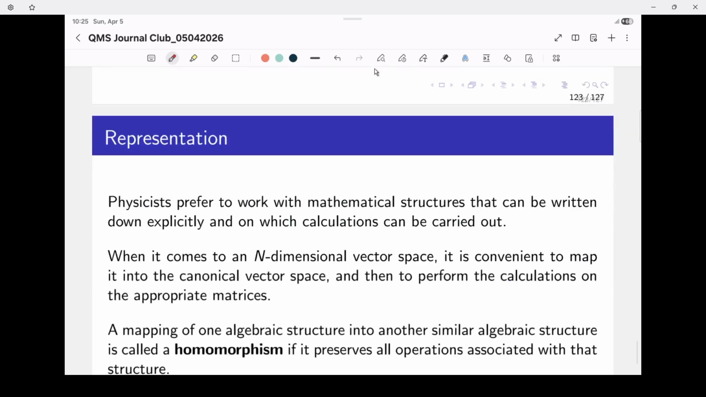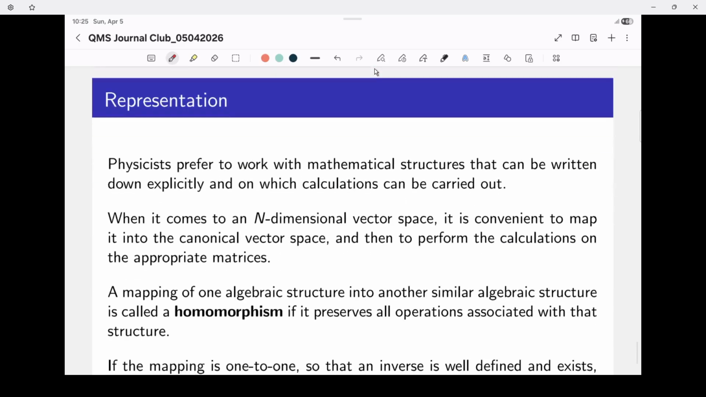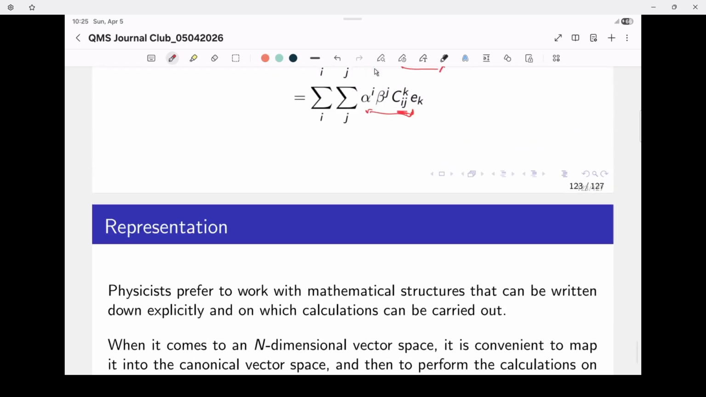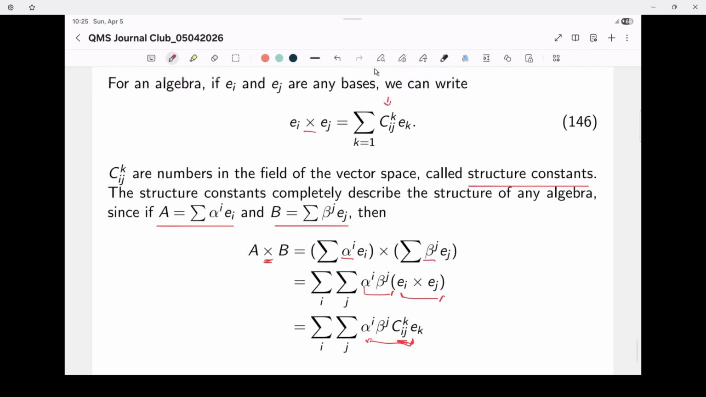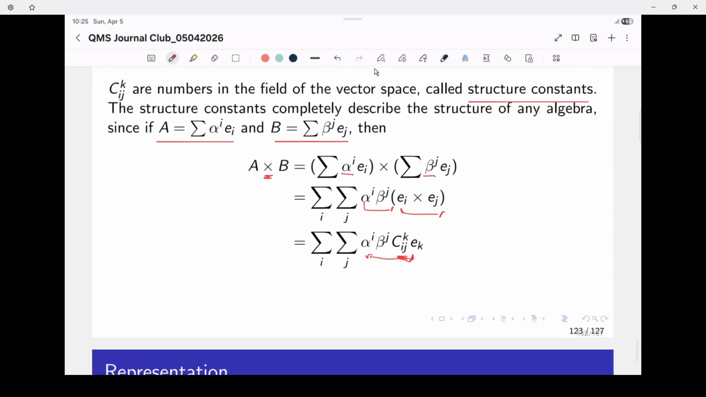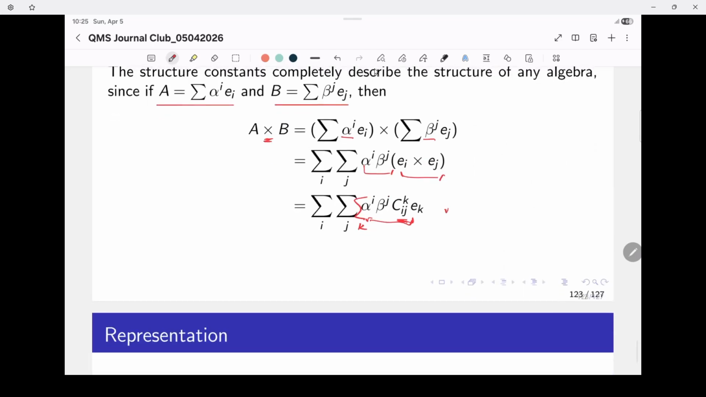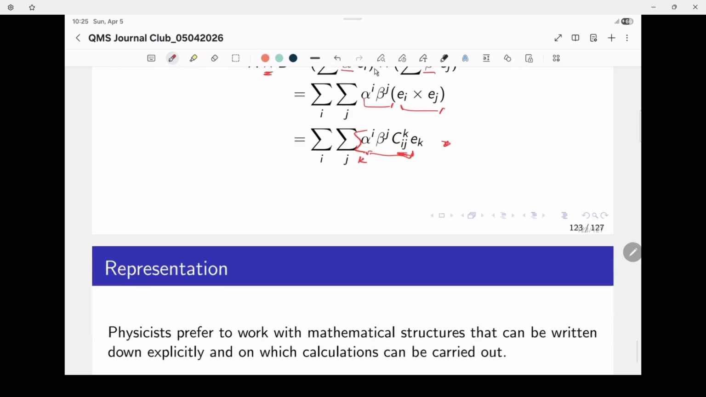I think lastly, I want to go into representation. Sorry, the summation should have IJK, because I look at the last. Yeah. Okay, there should be K. Okay, so this is another typo that I need to modify.